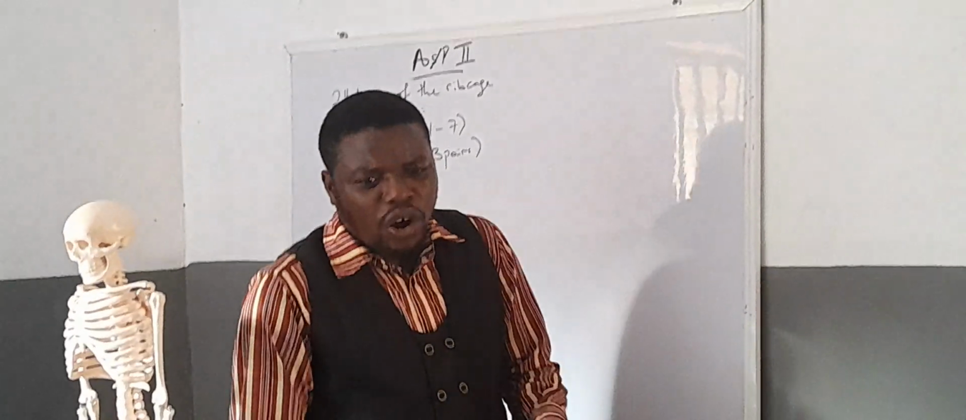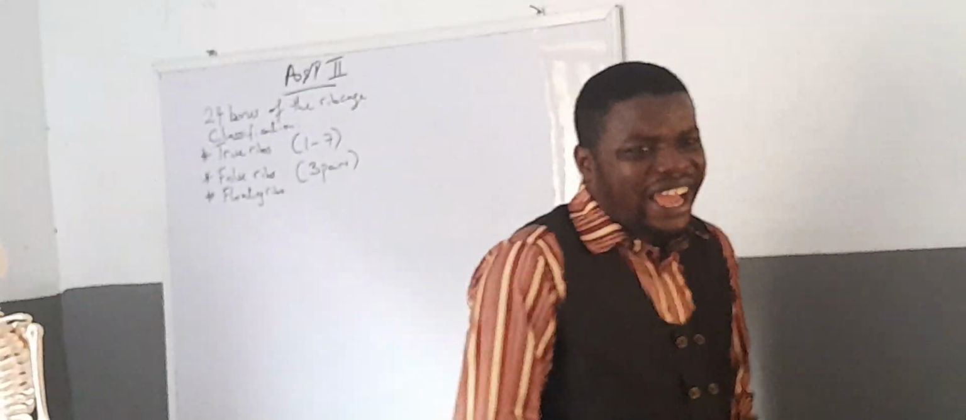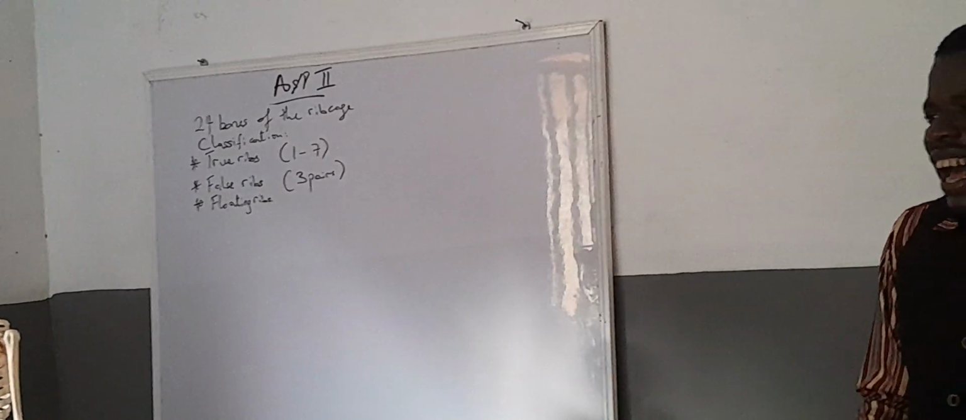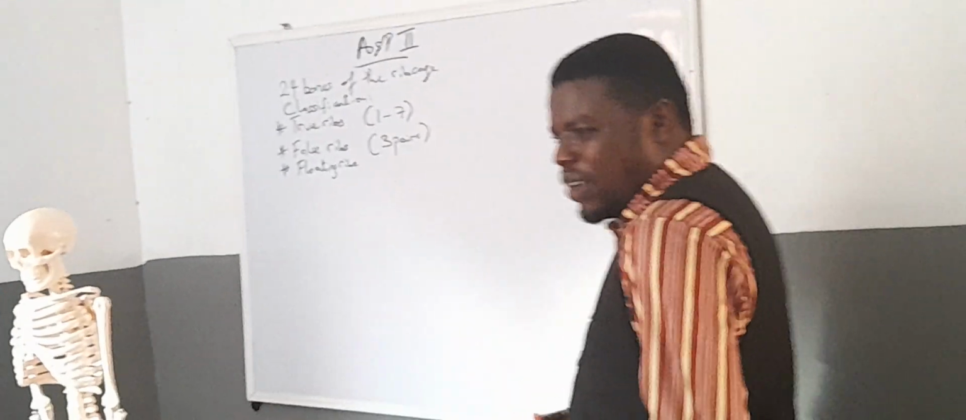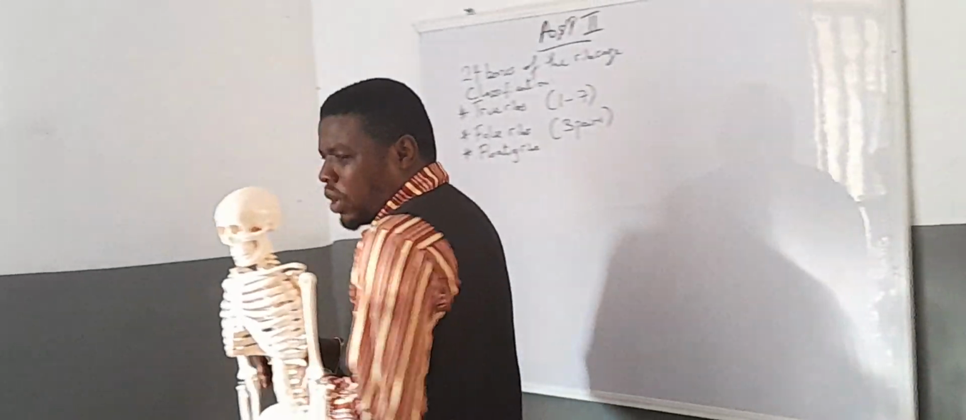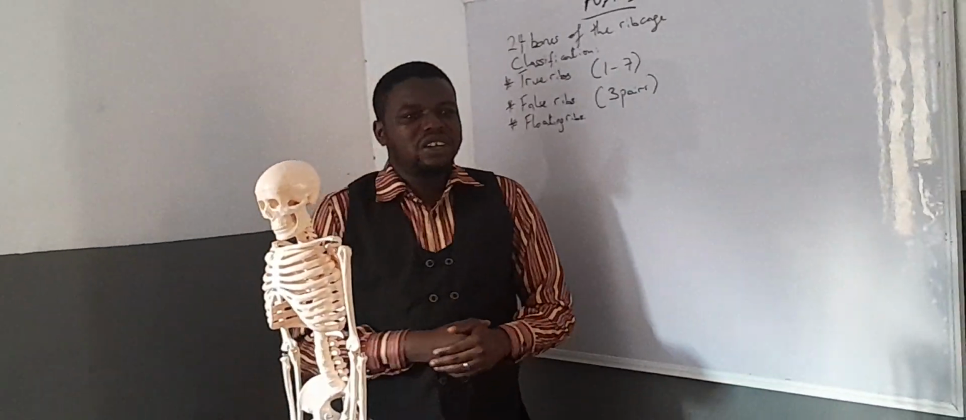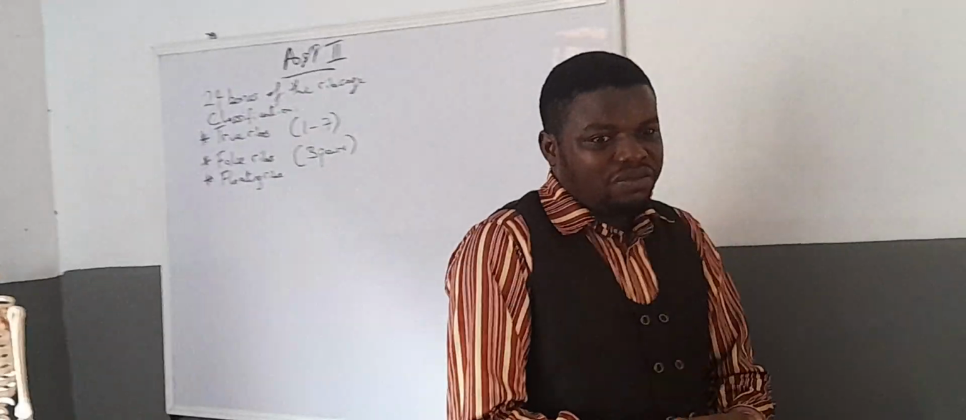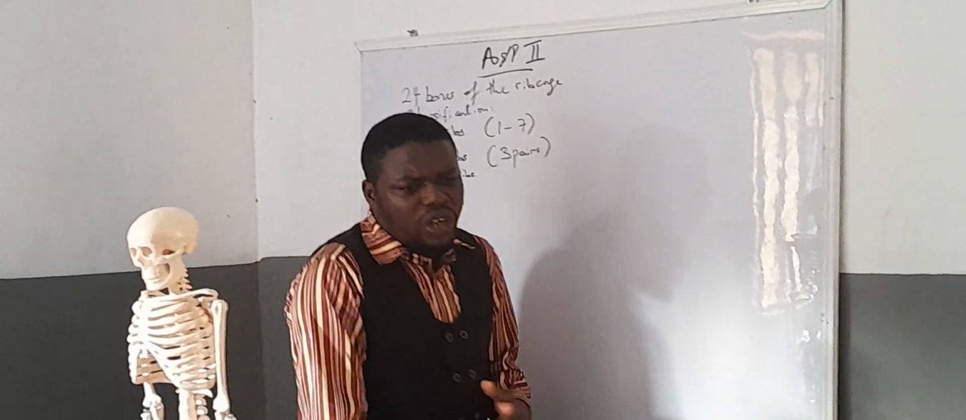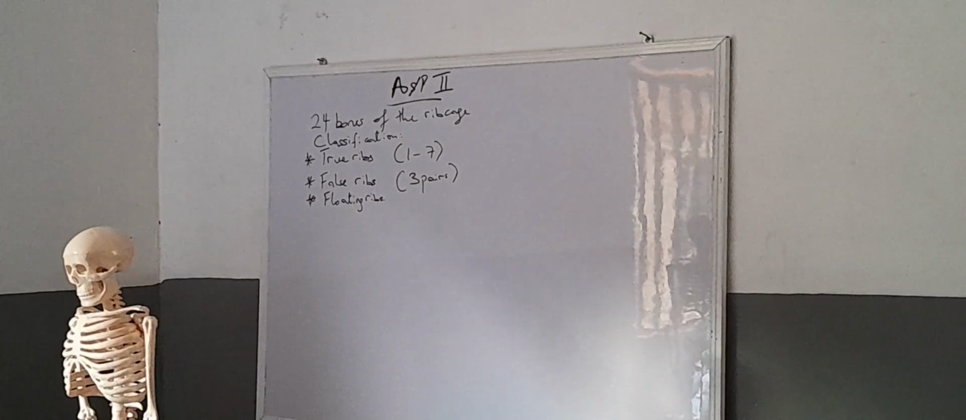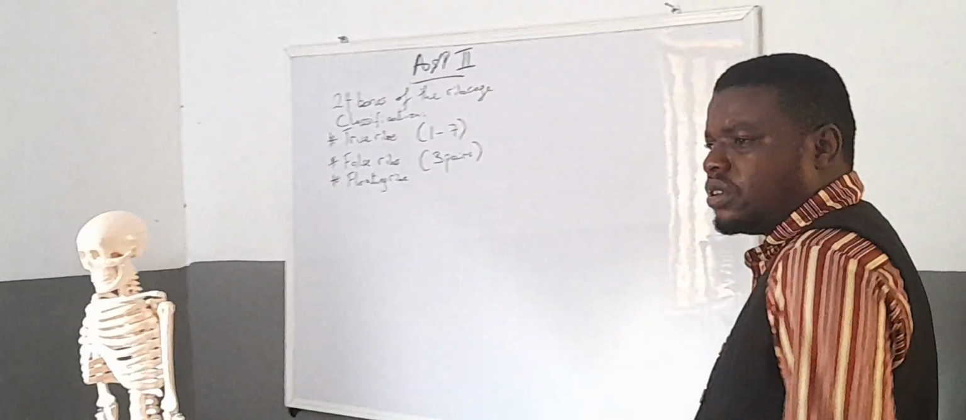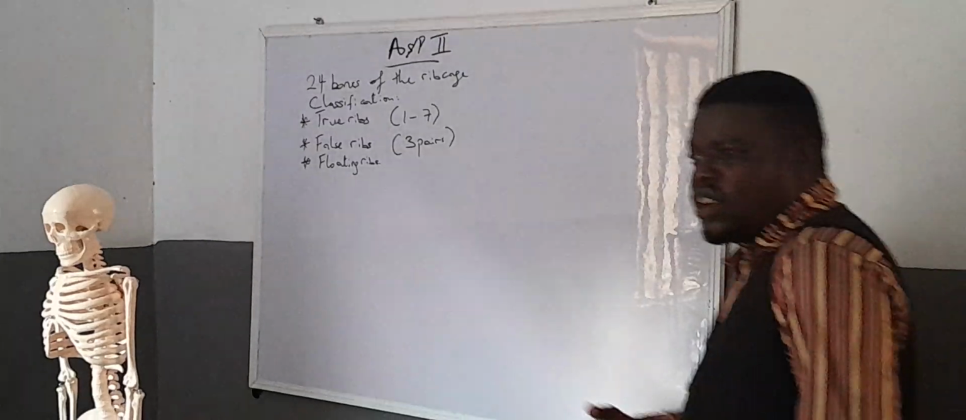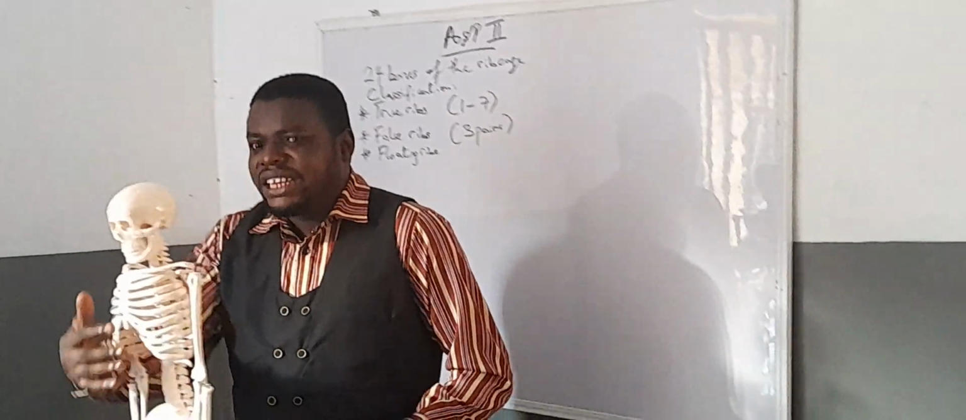One of the functions of the rib cage is to protect the internal vital organs. One of the functions of the rib cage is to protect what? Internal vital organs. I'm expecting you to write that down. Can you give me an example? The heart and the lungs are protected by the rib cage.